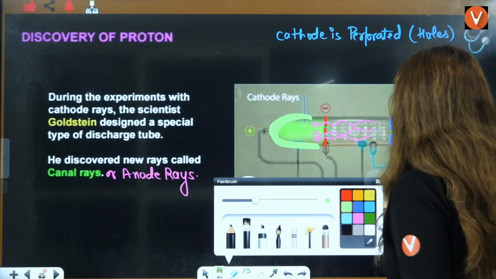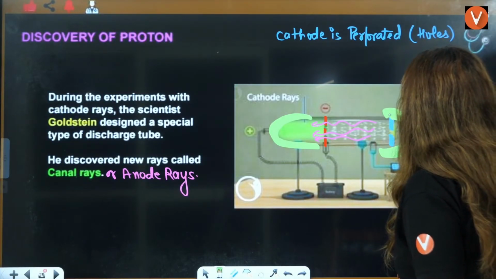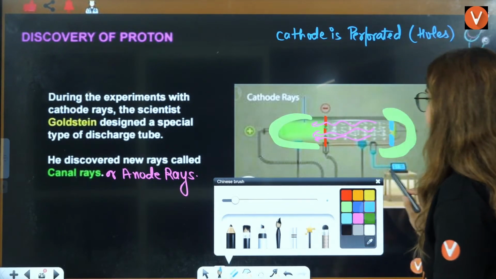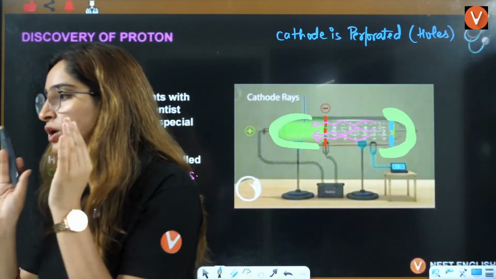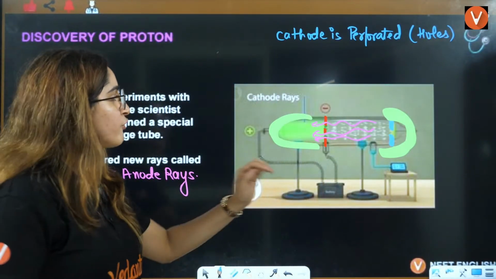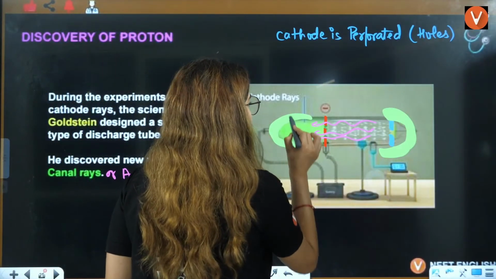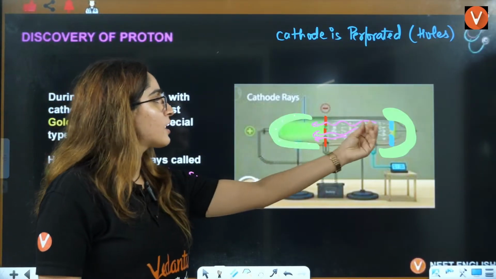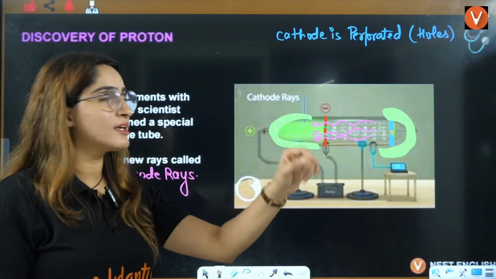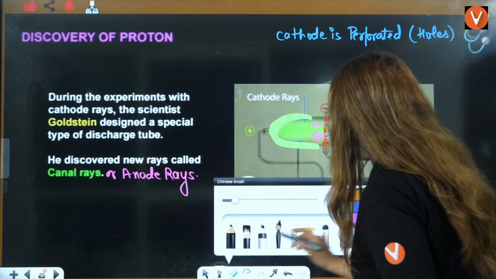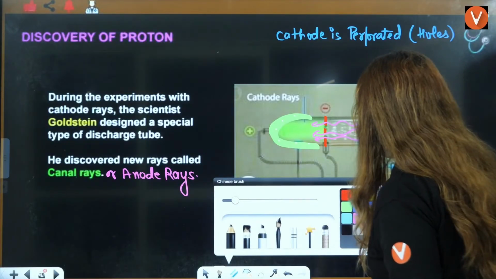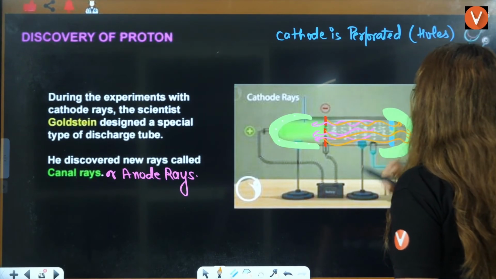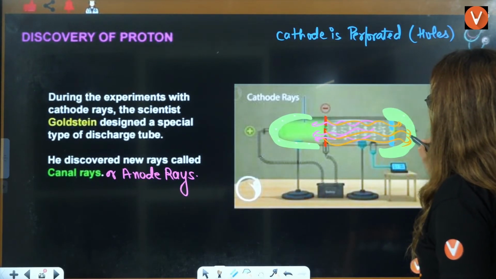Now can you see the ZnS screen is there on both sides. Anode is also perforated, cathode is also perforated. Now if you see here, you will see the blink because of the anode rays, because anode rays are coming from the anode. Simultaneously, you will see some rays are also coming out of this particular cathode, and there also you can see the blink on the ZnS screen.